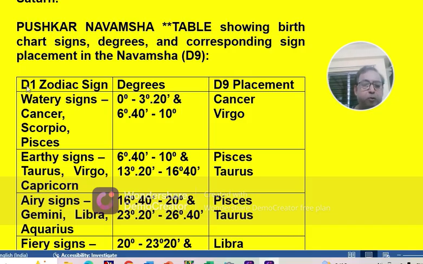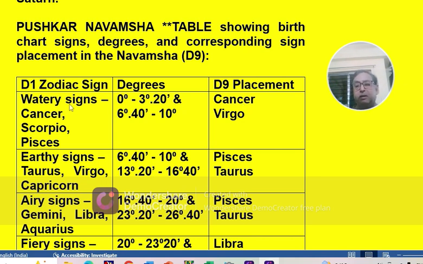Please look at my cursor. D1 zodiac sign, first column. Second column, degrees: Pushkar Navamsha degrees in the birth chart. Third column, D9 placement, where these degrees are placed in the Navamsha, D9.